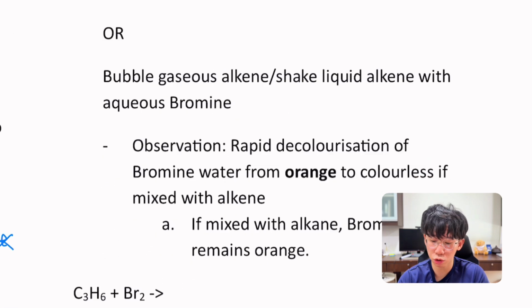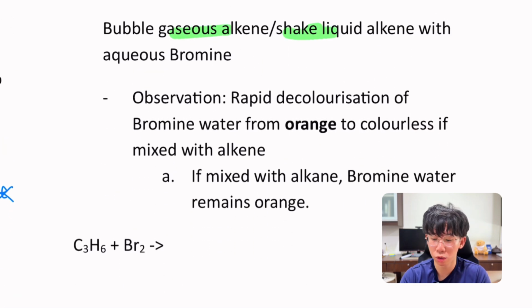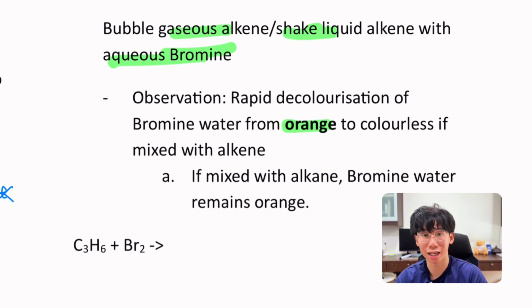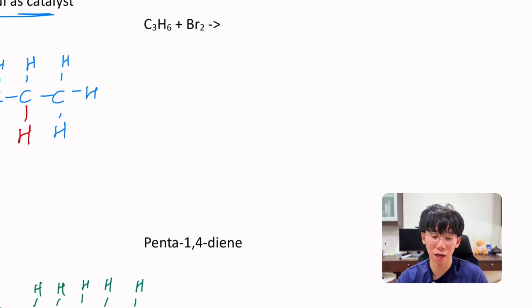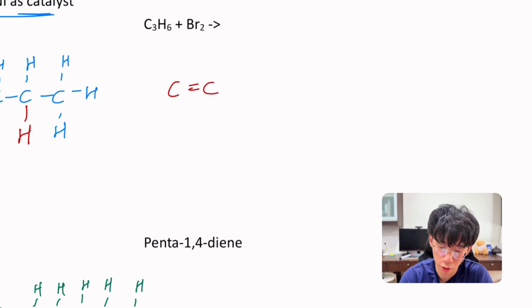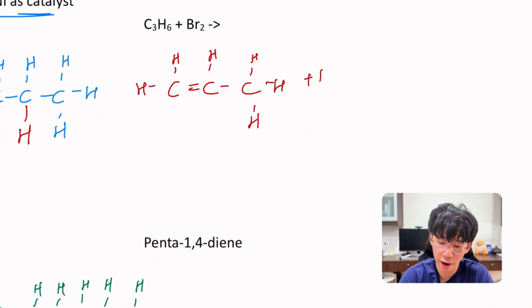Take note, you can also do the same if you use aqueous bromine. The main difference between liquid bromine and aqueous bromine is that aqueous bromine is orange, but it will also turn colorless upon reaction with the alkene. So how are we going to add bromine across the double bond? If you add bromine across the double bond, what you will get is shown here. For propene, everything stays the same, similar to hydrogenation.